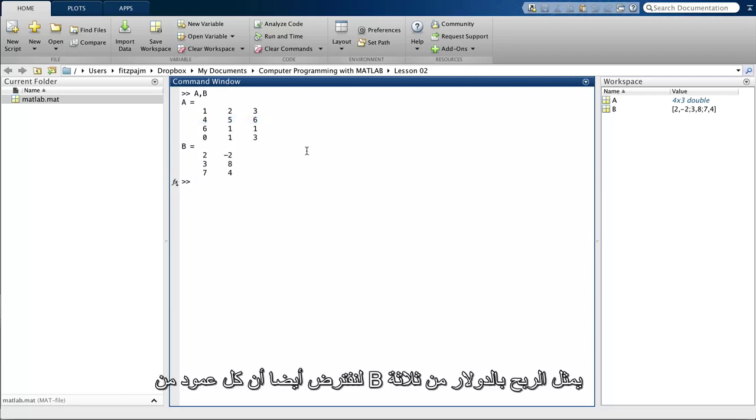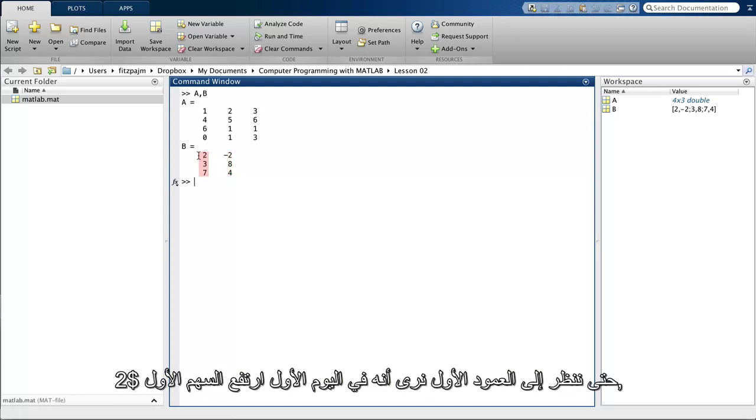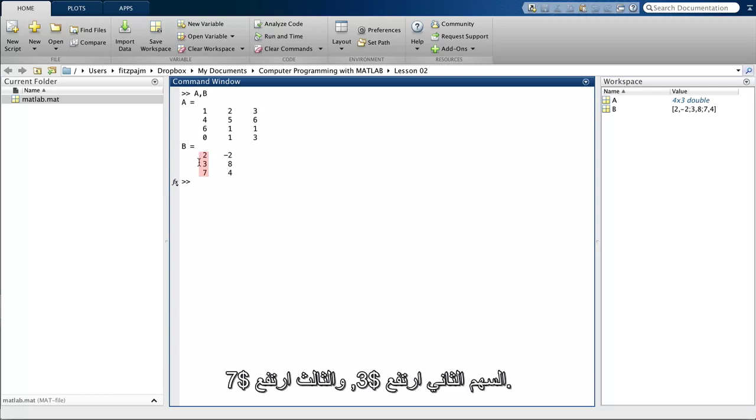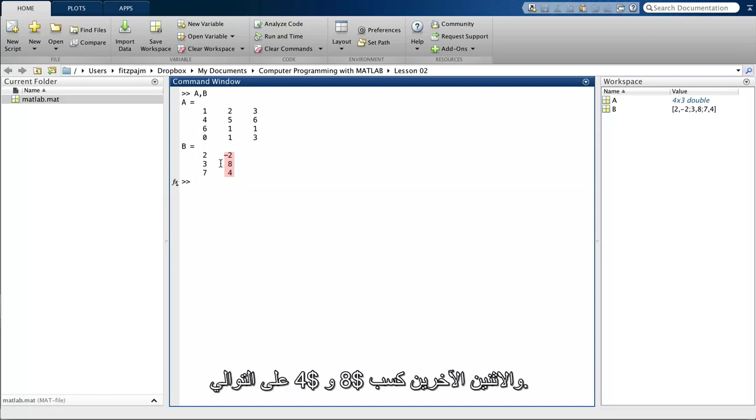Suppose also that each column of B represents the gain in dollars of 3 stocks. Column 1 gives the gains for the stocks on one day, and column 2 gives the gains on a second day. So looking at column 1, we see that on the first day, the first stock gained $2, the second stock gained $3, and the third one gained $7. Looking at column 2, we see that on the second day, the first stock lost $2, and the other 2 gained $8 and $4, respectively.